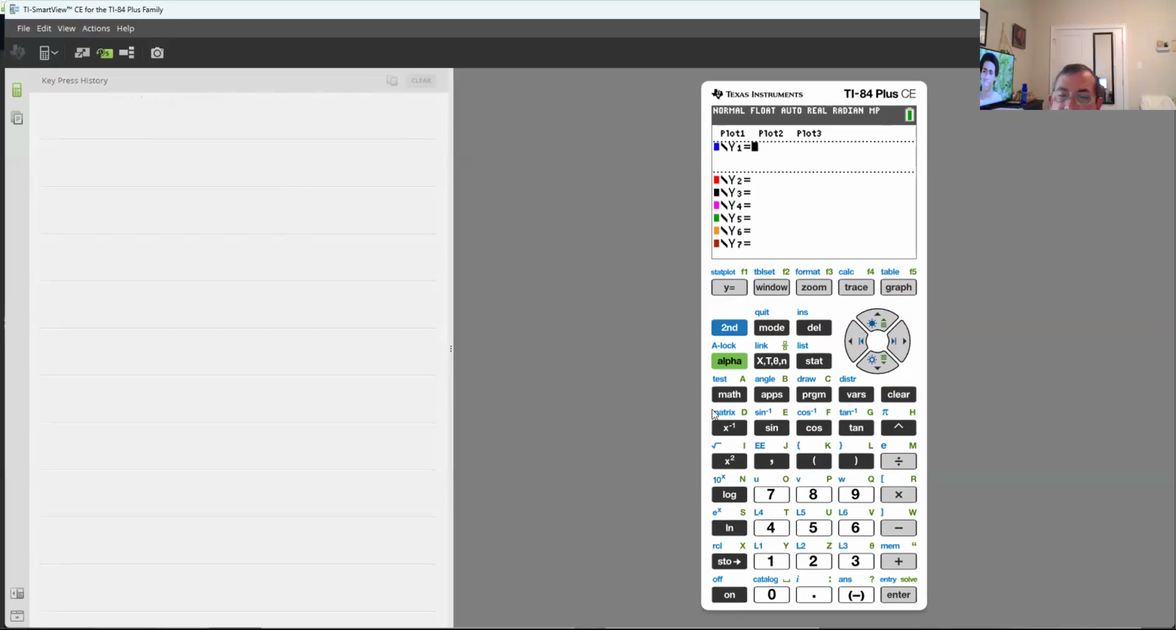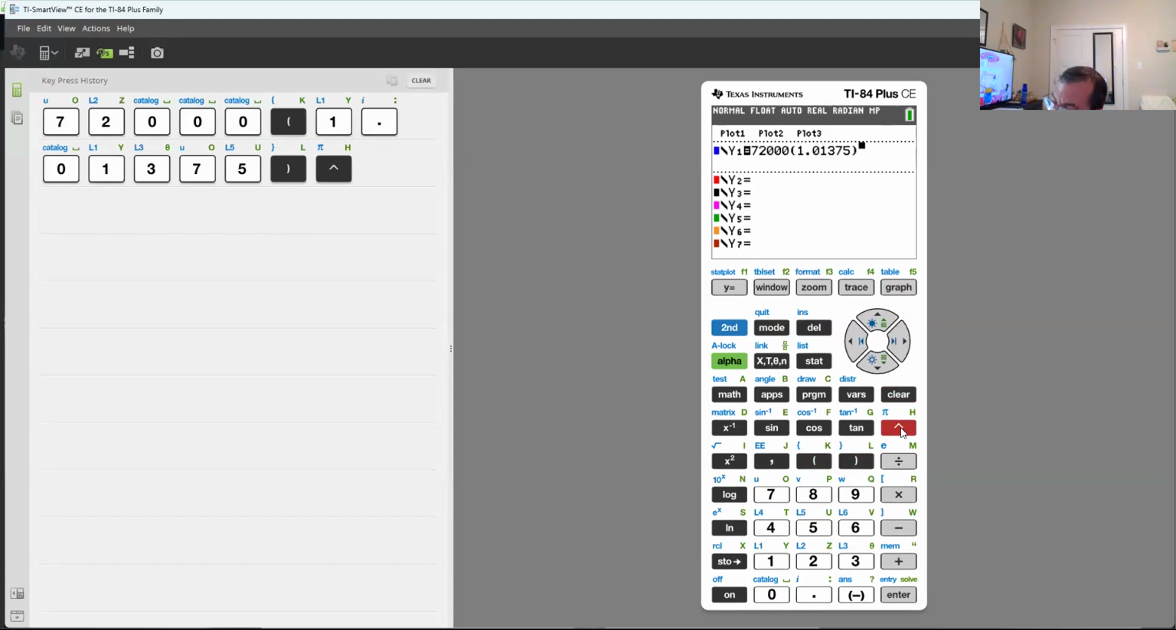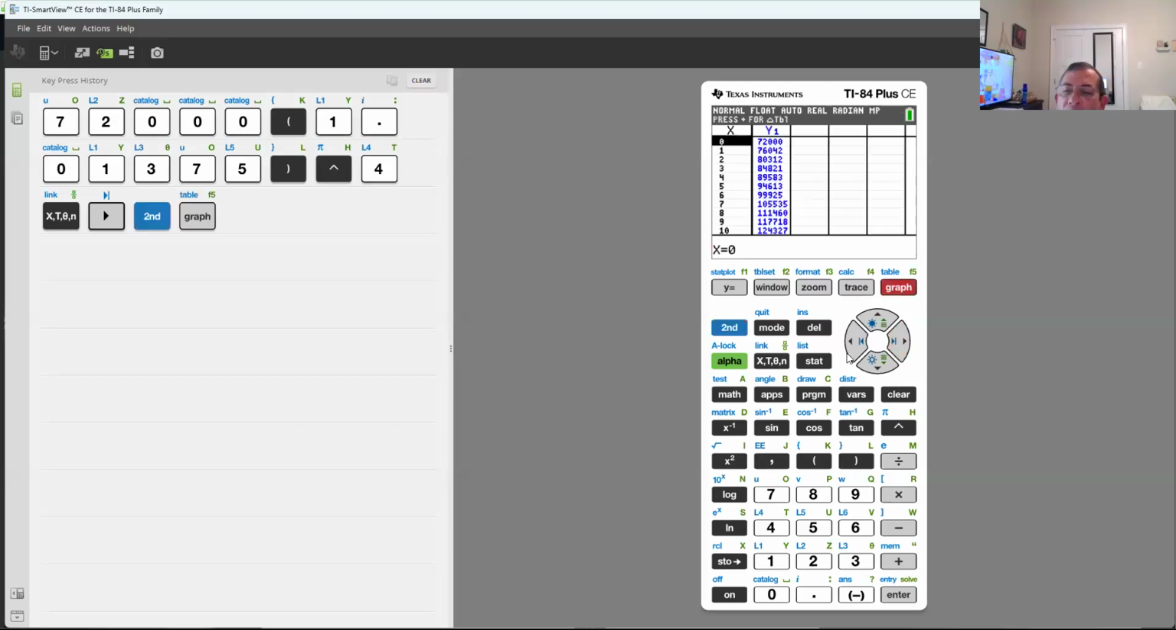All right, y'all, so I'm going to put in my 72,000 parentheses 1.01375 close parentheses, and then the exponent arrow up will be 4x. Just got to remember on the calculator, you got to use x's instead of t's, okay? All right, so let's go to the table. So second graph to go to my table. All right, so 0 is the first one I got, and it says 72,000.